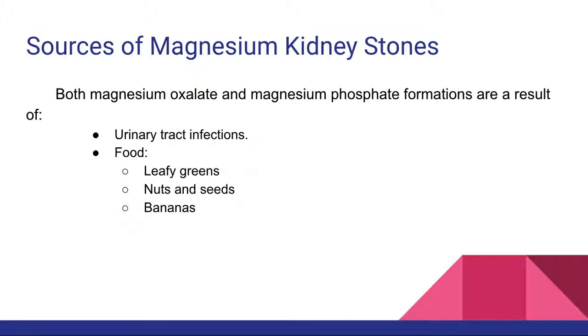There are several sources of magnesium type stones. Urinary tract infections can cause them, as well as several foods. Once again, excessive consumption of these foods can lead to the formation of either of these kidney stones.